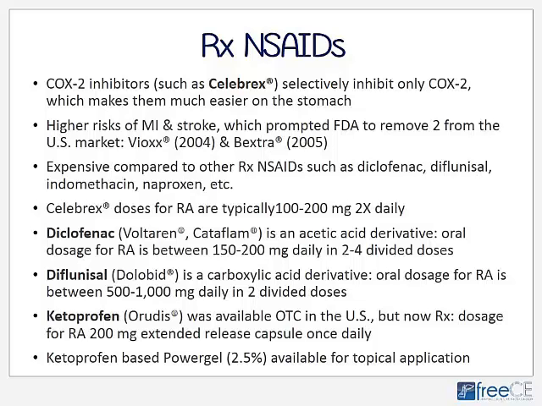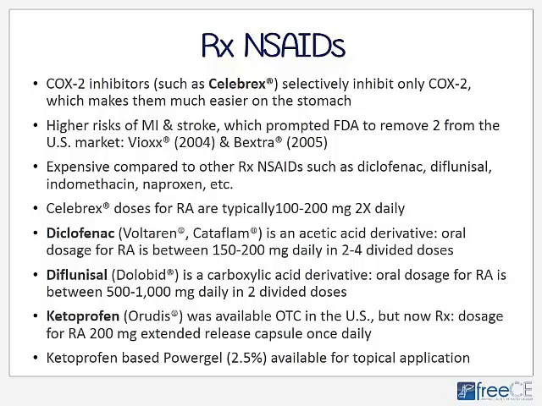However, they have a much higher risk of myocardial infarction and stroke, which is why the FDA removed a few of them, particularly Vioxx in 2004 and Bextra in 2005. They're also much more expensive compared to other prescription NSAIDs, such as diclofenac, diflunisal, and indomethacin.